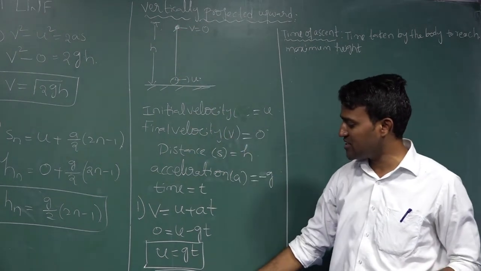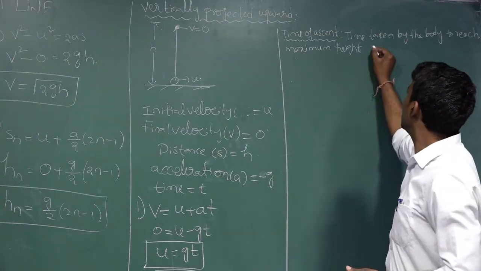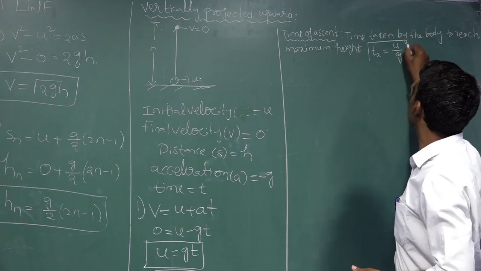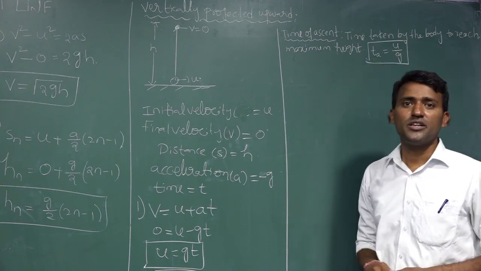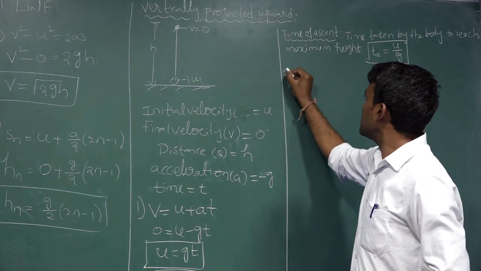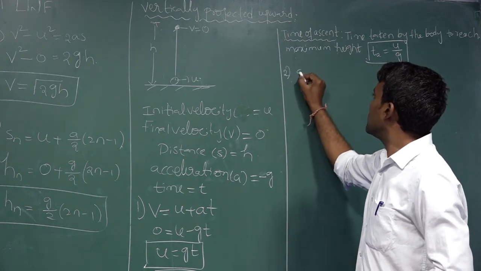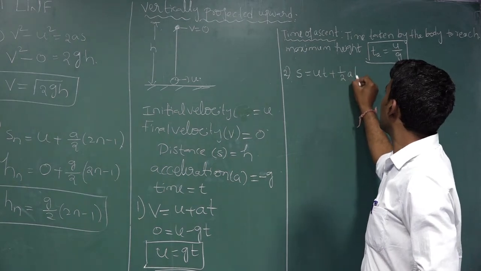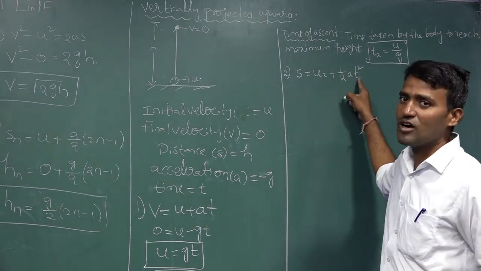So the time of ascent Ta is equal to u by g. Ta is equal to u by g. Okay. Next one, second equation of motion I am taking. S is equal to ut plus half at square.